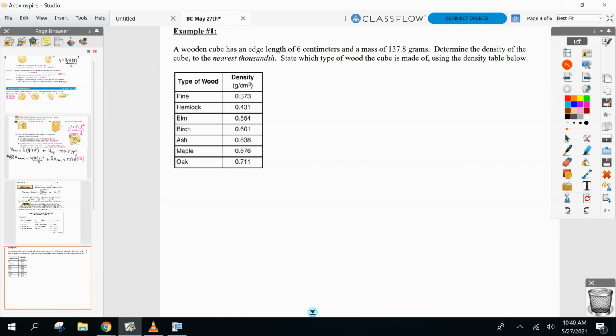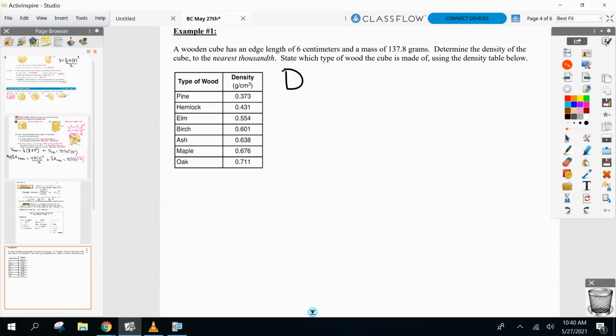We got a cube, AKA a square prism, right? Cube, square prism. Each edge is 6 centimeters. That's how much it weighs. What's the density? And then after we find the density, what type of wood must it have been made out of, according to its density? All right, here we go. Let's go. Talk to me.